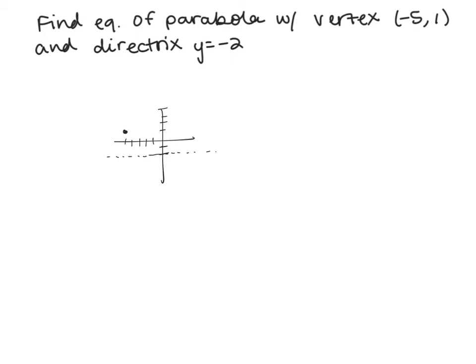So if we count, the distance from the vertex to the directrix is 1, 2, 3, which means our c value is 3. We already have that the vertex is (-5, 1), and then our focus is going to be 1, 2, 3 above that. So now draw the parabola, so it's about halfway between that focus and directrix.